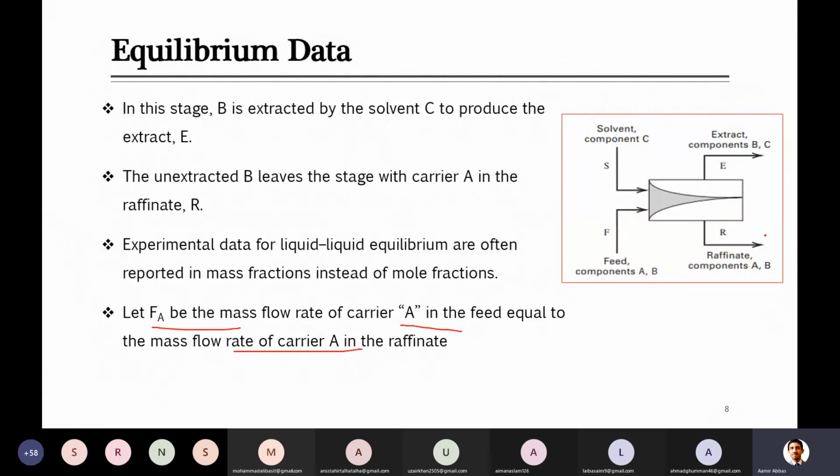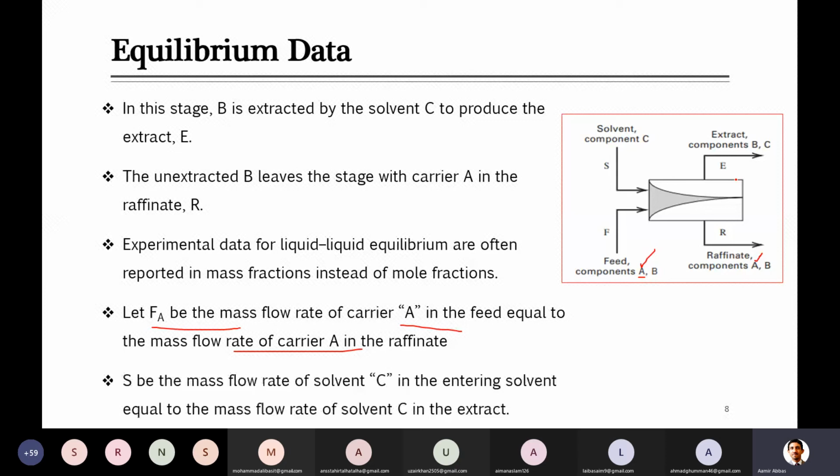It is possible only in that case that anything which is entering this extractor, this LLE equipment, anything which was part of the feed stream, is leaving the same as raffinate, only possible when they are completely immiscible. Nothing of A is transferred towards the extract phase. So in that case, this FA will remain the same either on the feed side, on inlet or outlet. On the other end, we have another solvent which is component C, and let's say that its flow rate is S, just represented with this S.